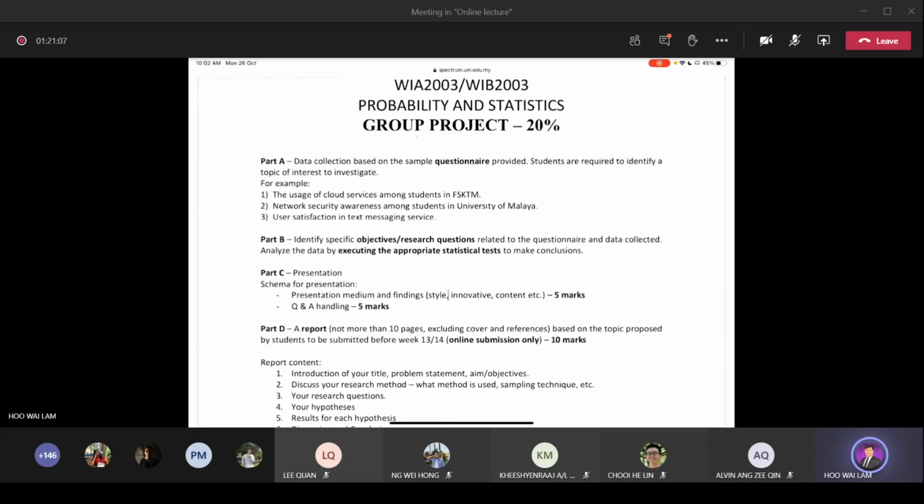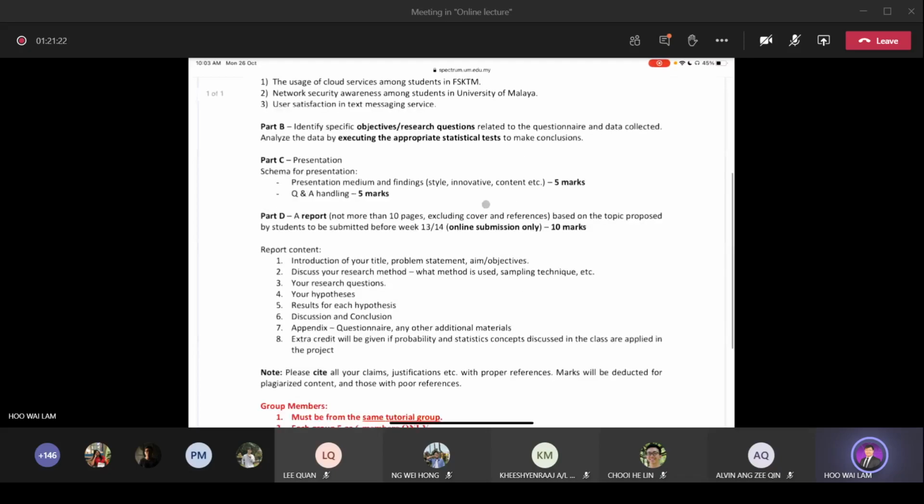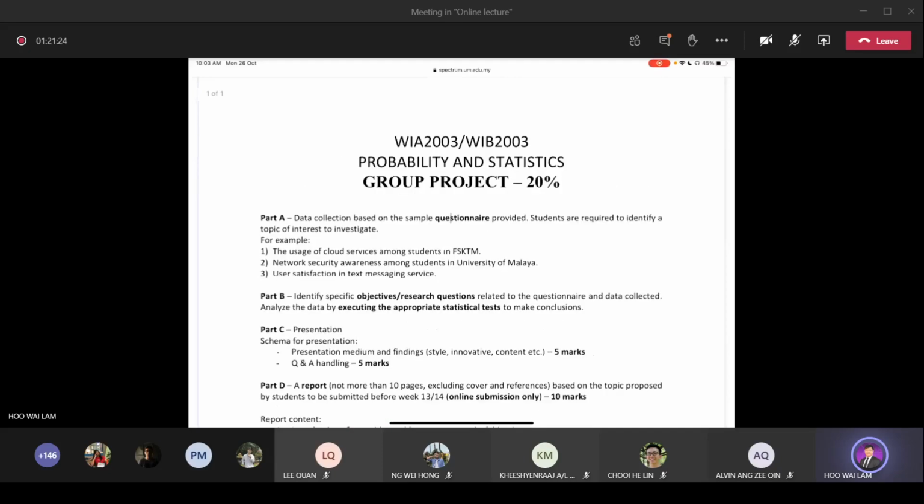The first part is about the questionnaire, which you should complete as soon as possible, and try to do it before you actually start the SPSS. I haven't really told you how to do it, of course, but have some idea of the questionnaire and also the topic of interest first. What are the things that you want to investigate within the university or within the Faculty of Computer Science? The examples are already given to you.